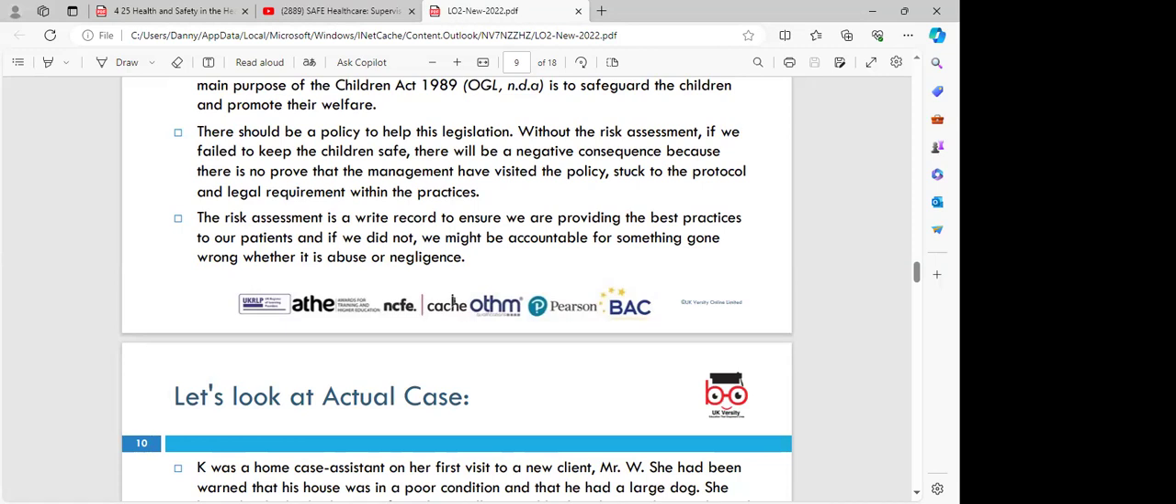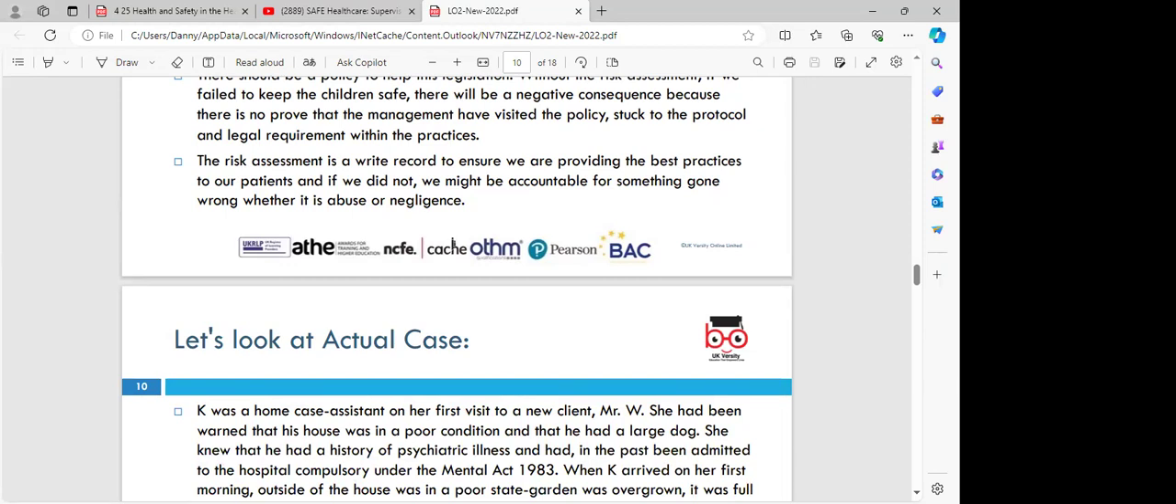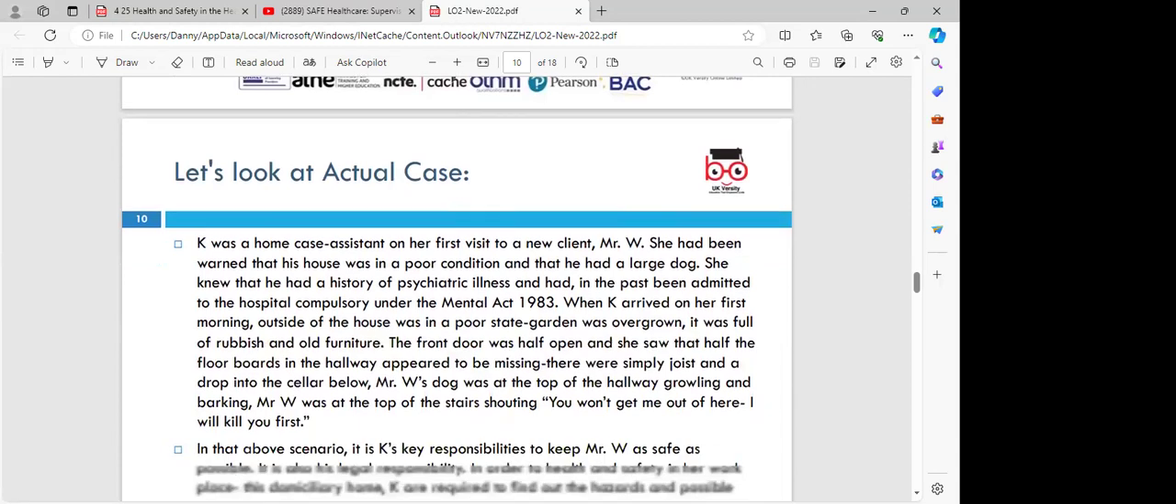Yes, I do. Okay. So by risk assessment, you can then show evidence, but if you have not done that, you can't show evidence. And then if there's an issue, what evidence would you show that indeed you did some risk assessment and you had all the information on the patient and you passed it on? Risk assessment is a record to ensure we are providing the best practices to our patients. If not, we might be accountable. Very, very important. We might be accountable.